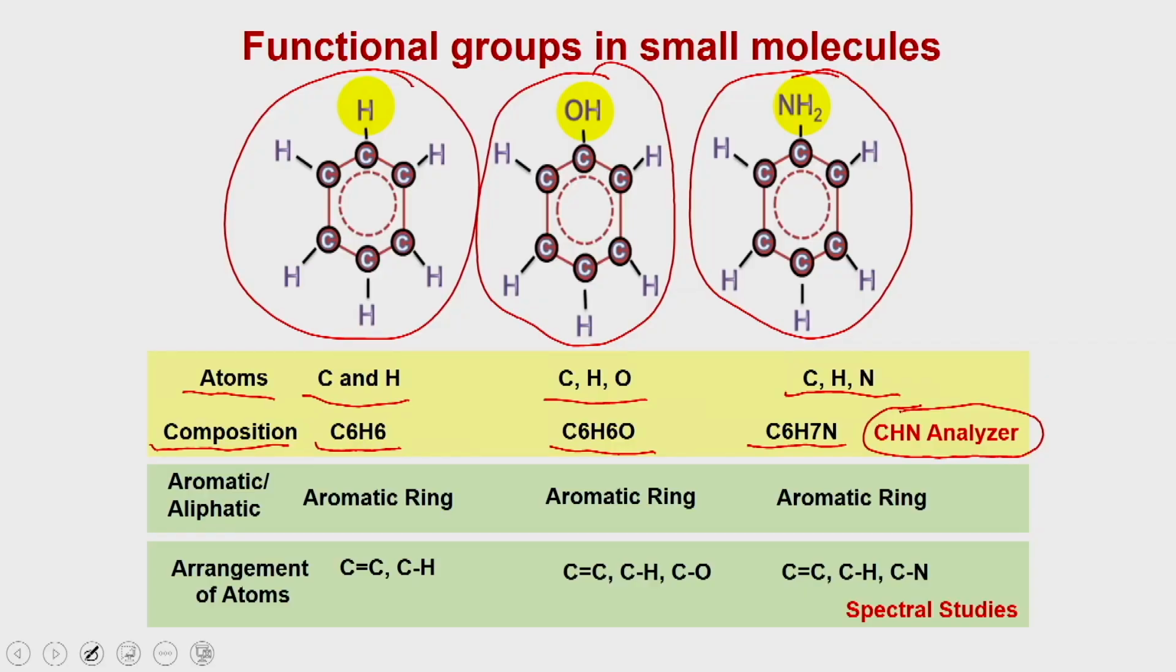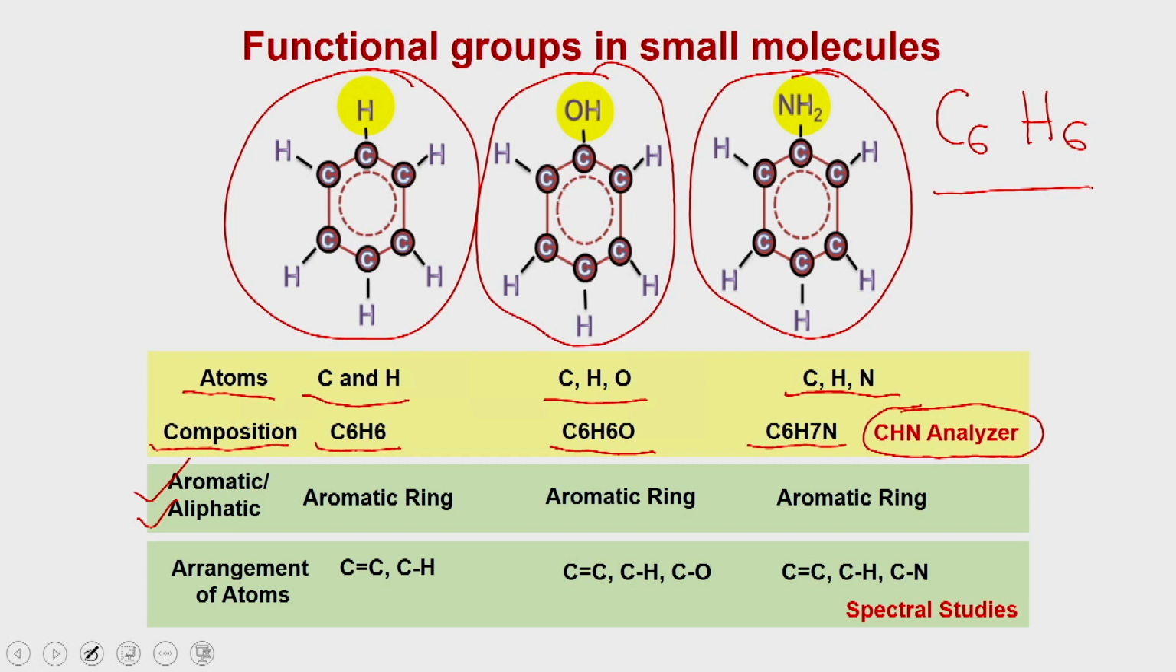Then the second thing you have to ask is whether the compound is aromatic or aliphatic, because I can have a compound which is C6H6, but it could be a linear chain aliphatic compound instead of the cyclic aromatic compound.